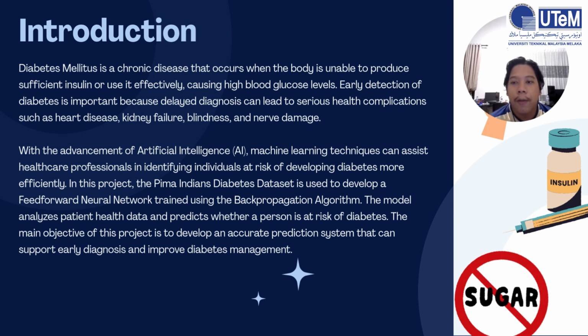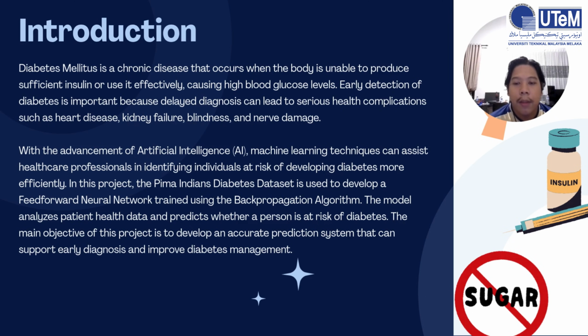So to start it off, diabetes mellitus is a chronic disease that occurs when the body is unable to produce sufficient insulin or use it effectively, which causes high blood glucose levels. Early detection of diabetes is important because delayed diagnosis can lead to serious health complications such as heart disease, kidney failure, blindness, and nerve damage.